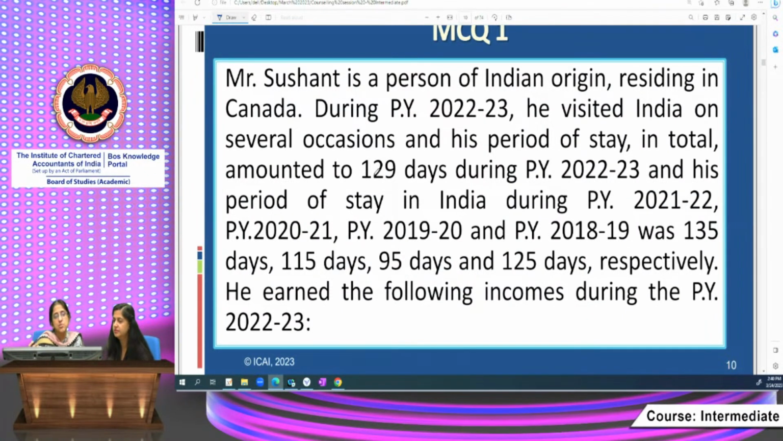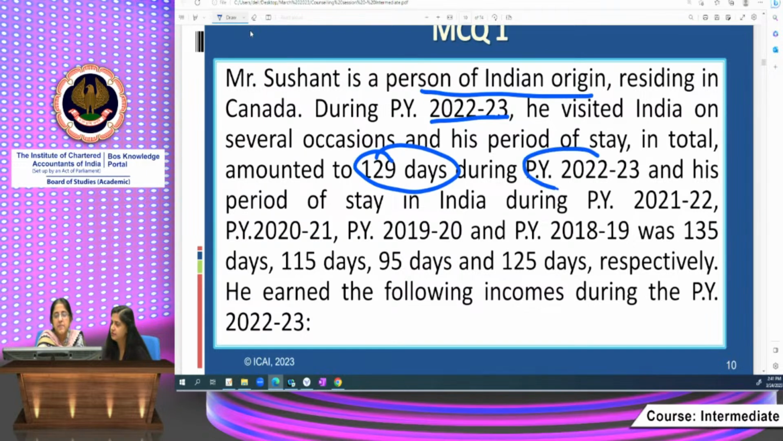Okay. Now, Mr. Sushant is a person of Indian origin residing in Canada. During the previous year 22-23, he visited India on several occasions and his period of stay in total amounted to 129 days. And his period of stay in India during the previous years 21-22, 20-21, 19-20, 18-19 was 135 days, 115 days, 95 days, 125 days respectively.